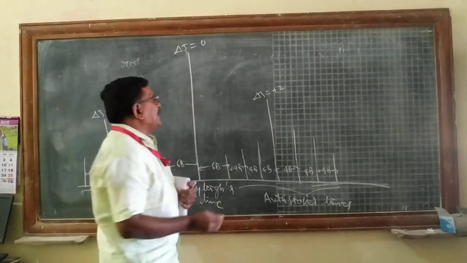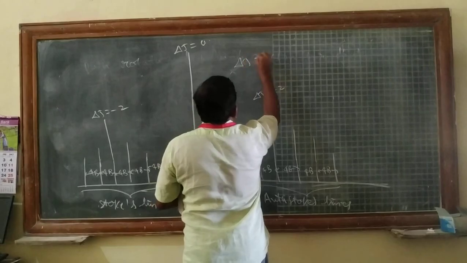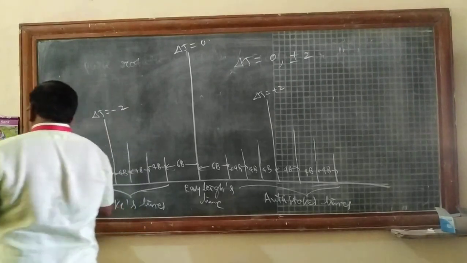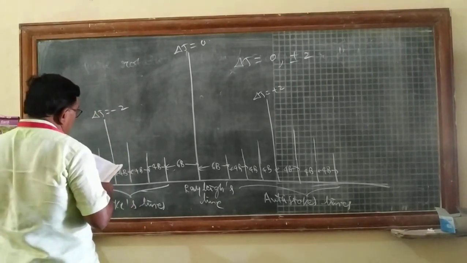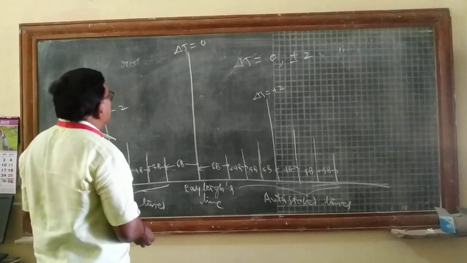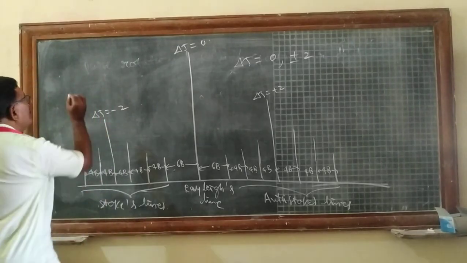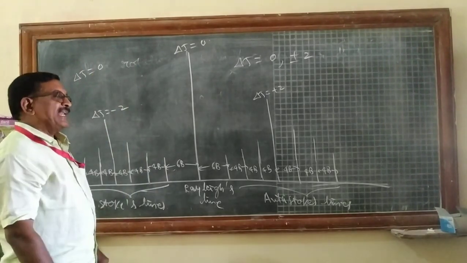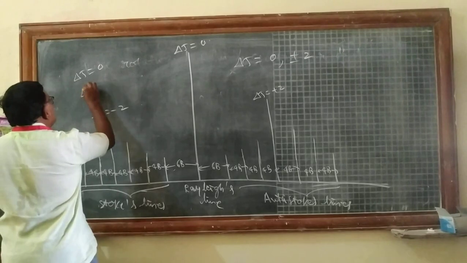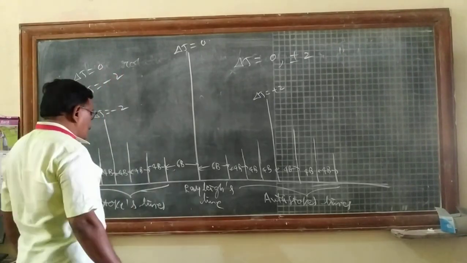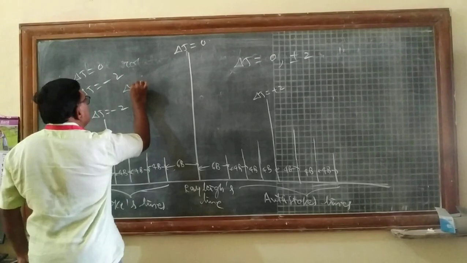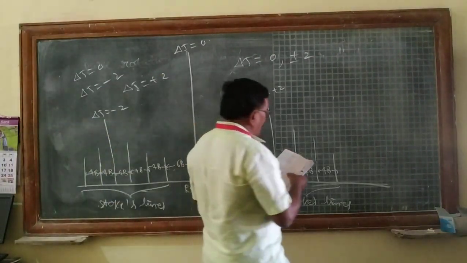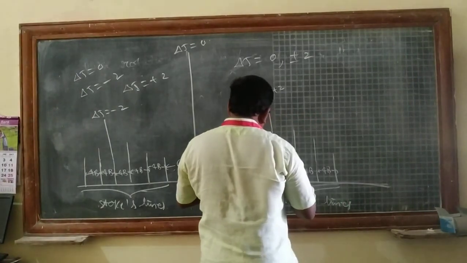What do the Stokes and anti-Stokes lines mean? If delta J is equal to 0, plus or minus 2. So here, in the Raman spectra of diatomic molecules, if delta J is equal to 0, those are called Rayleigh lines. If delta J is equal to minus 2, those are called Stokes lines. If delta J is equal to plus 2, those are called anti-Stokes lines.